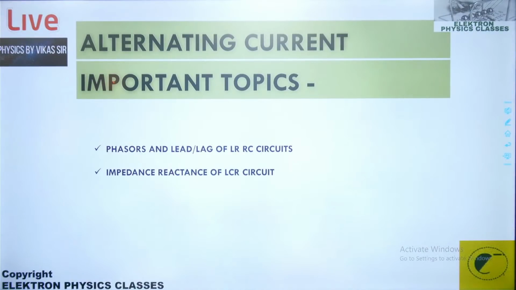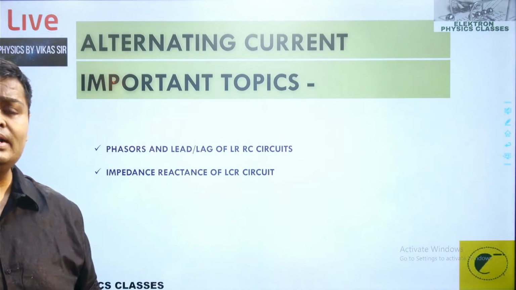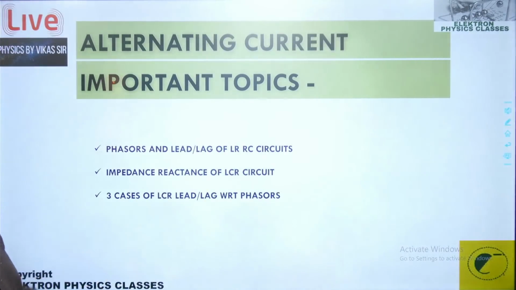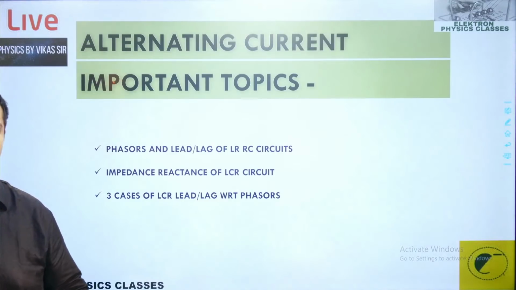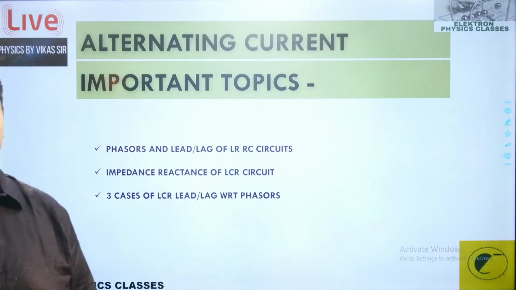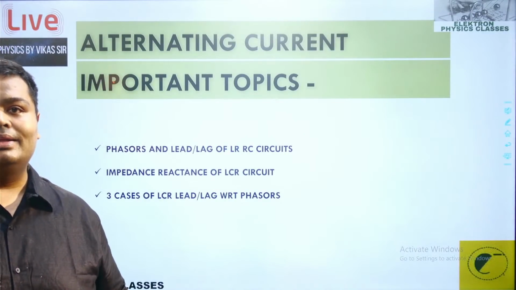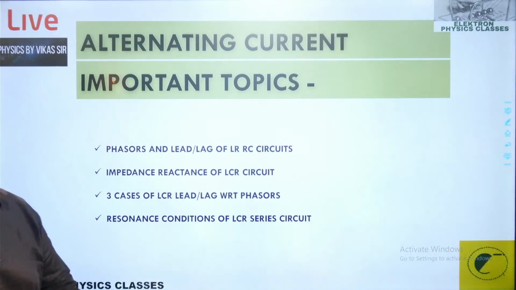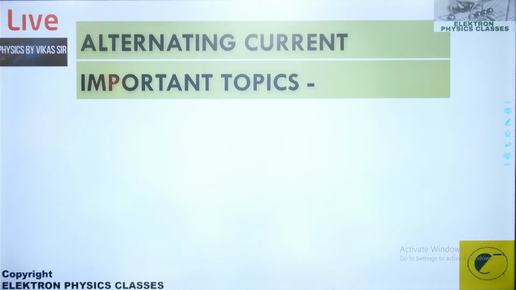Then the impedance and reactance of the complete LCR circuit. And then the three cases of the LCR: if it is an inductive circuit, then we have the voltage leading the current. If it is a capacitive circuit, then the current leads the voltage. And the most important is the resonance conditions of the LCR circuit. We wrote 10 conditions, but the most important 3 or 4 conditions should be there. Next one is the average power.